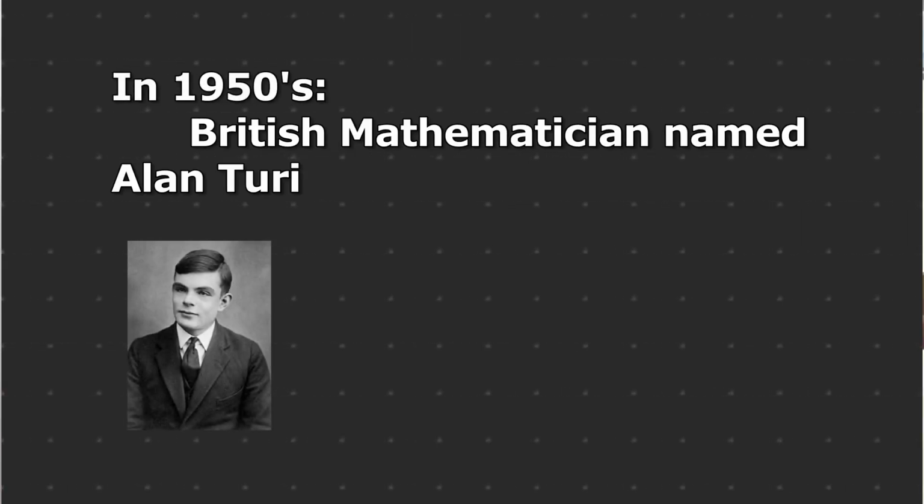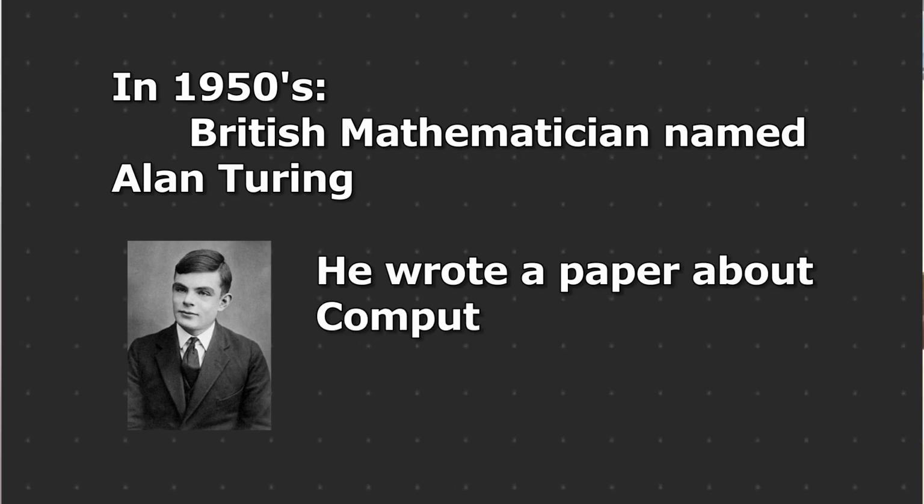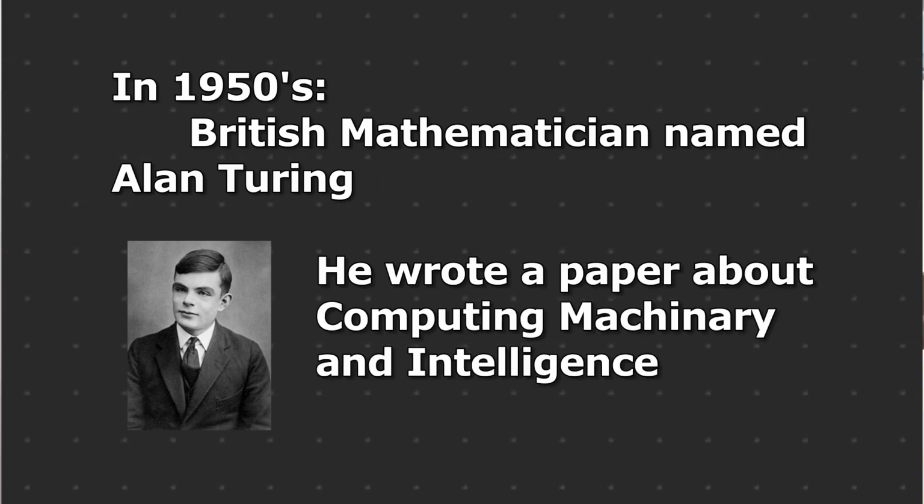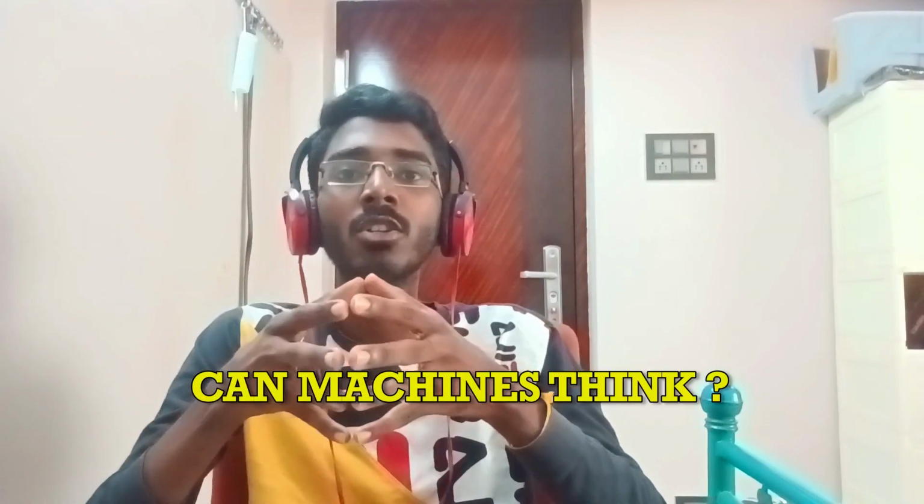In the 1950s, a British mathematician named Alan Turing wrote a paper about computing machinery and intelligence. The paper name is Computing Machinery and Intelligence. In the paper, he asked the question, can machines think? Based on the question, he proposed a test named the Turing test. In the test, he demonstrated that a computer can think like a human.